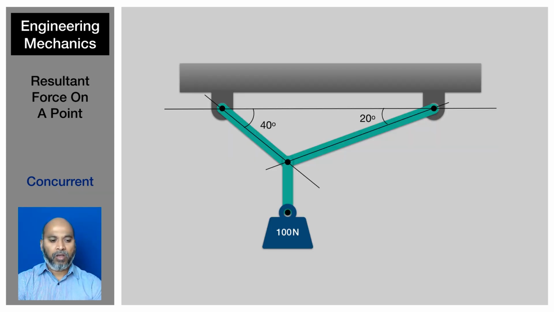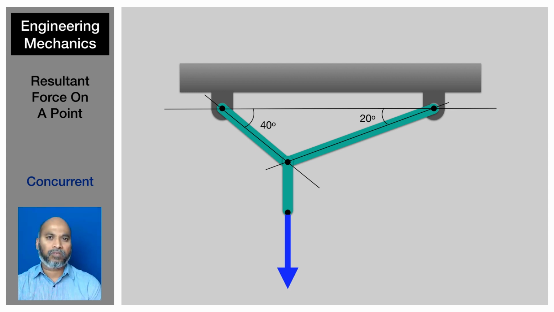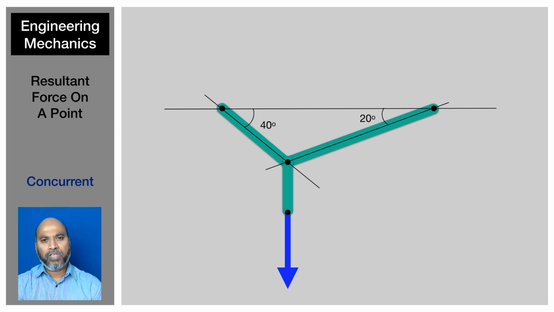Let us take this example now. We're talking about concurrent forces. We looked at collinear and coplanar forces, and now concurrent forces. So in this example, there are three members here. Two of them are hinged to supports on the top, all three of them are hinged in the center, and at the bottom it is hinged to a weight of 100 newtons. Now I can remove this weight and replace it with an equivalent force of 100 newtons. Right? I can also remove the entire support structure on the top and replace it with the forces that the support structure would exert on those members.